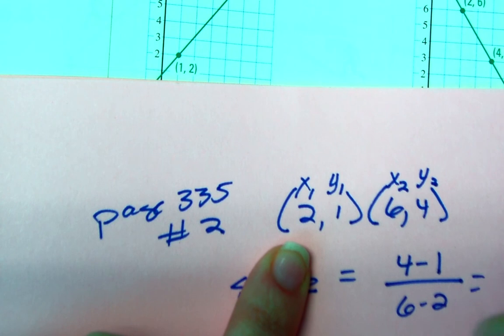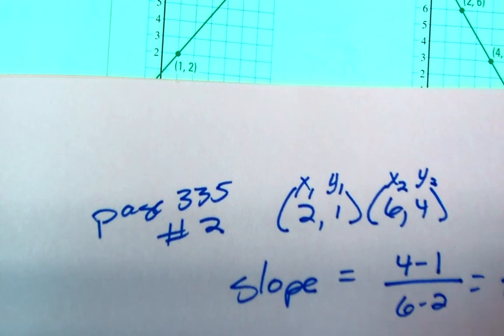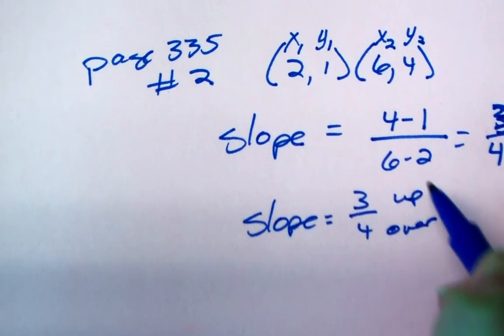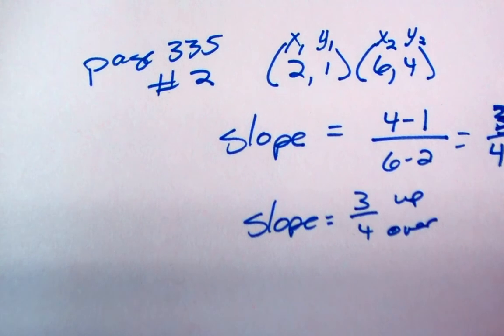So this is going to be 3 over 4. So my slope is equal to 3/4. So I go up 3 over 4. Up 3 over 4.